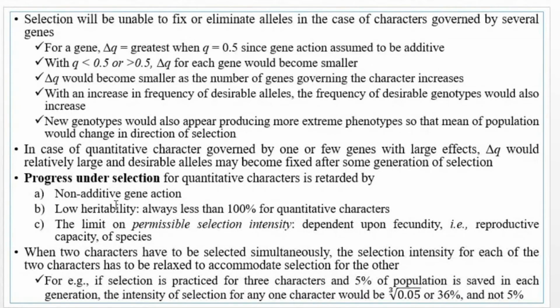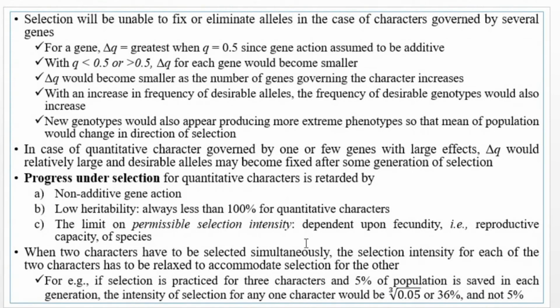There is a low heritability, that is less than 100%, for the quantitative characters, and there is a limit on permissible selection intensity. Permissible selection intensity is very limited, and dependent upon fecundity, that is the reproductive capacity of the species. The selection intensity is dependent on the reproductive capacity of that species.